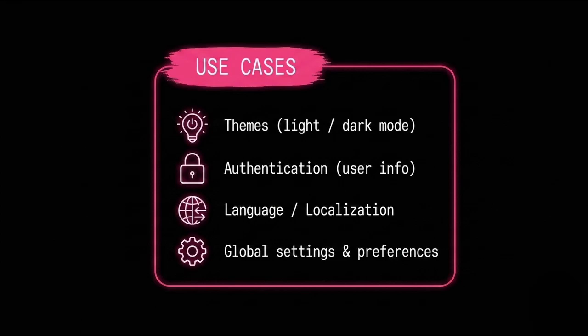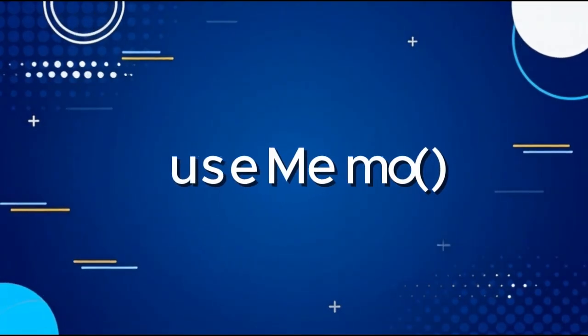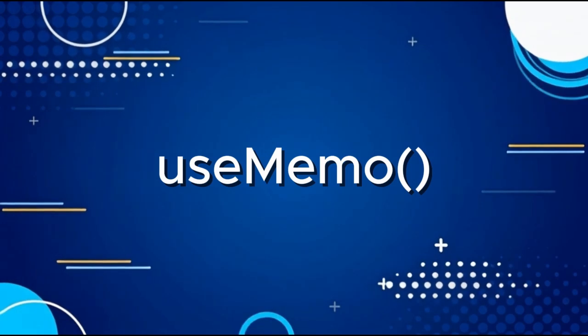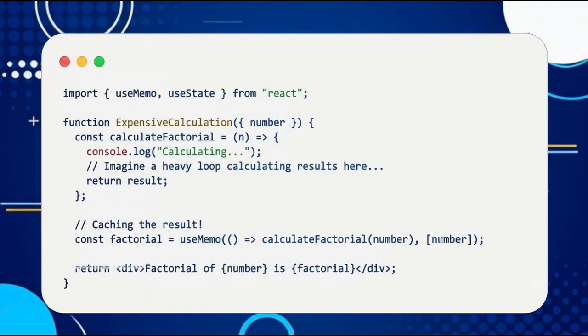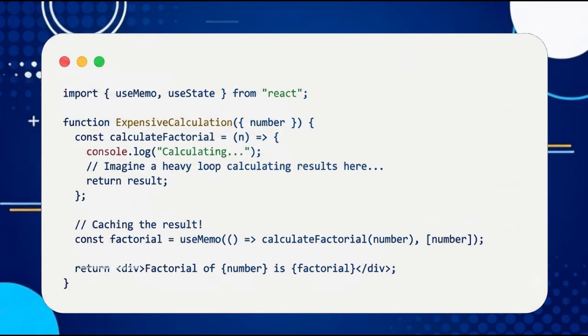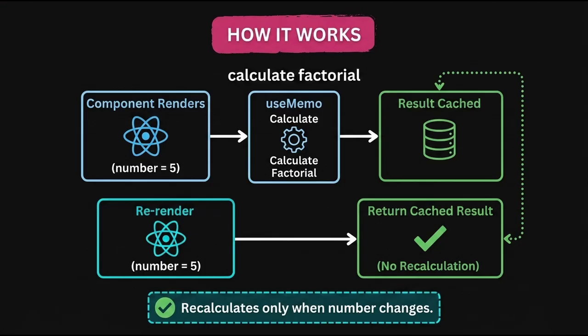Performance matters as much as it does, so let's talk about optimization. Say hello to useMemo. The core concept: useMemo memoizes, or caches, the result of an expensive calculation. It ensures that a heavy function is only rerun when its specific dependencies actually change. Imagine calculating a massive factorial number on every single click.